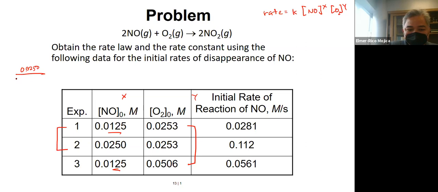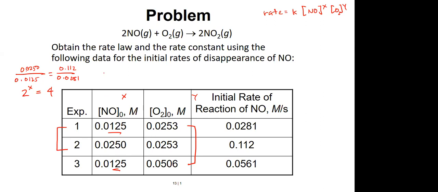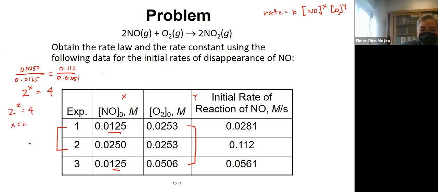So the way that we're going to do is this: 0.0250 over 0.0125 equals 0.112 over 0.0281. So you end up with what? This is 2 to the x, and this equals 0.112 divided by 0.0281, which is 4. What should be the value of x so that 2 raised to the x is equal to 4? 2. Okay, x is 2, 2 raised to the 2. So x is equal to 2. Maybe you could put there now that that's 2.